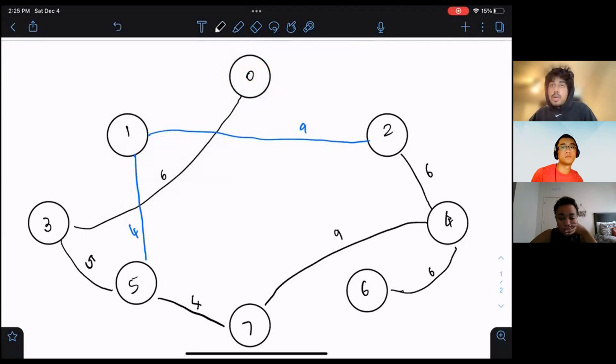So 6 goes to 4, we already did. 6 goes to 7, we did not do. It has a weight of 4. And 7 is done, because it goes to 4, 5, and 6. We did all the connections.